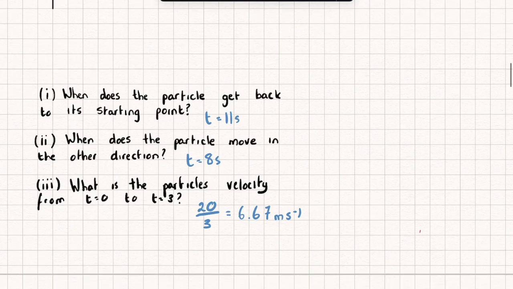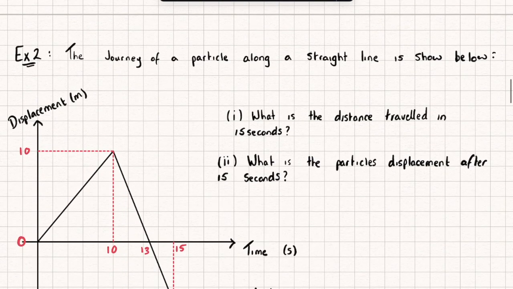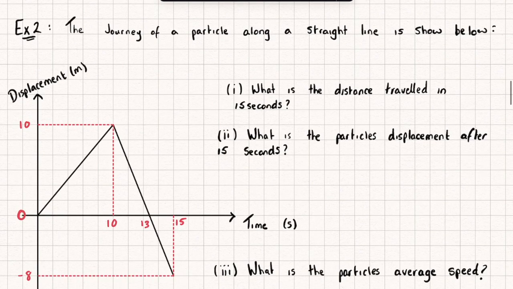Let's now look at another question. So again, we have the journey of a particle moving in a straight line, but we have a slightly different displacement time graph. So the first question asks us, what is the distance travelled in 15 seconds? Well, maybe it could be useful to have a little diagram again to really emphasize what's happening. So let's say the particle starts here at the origin. So let's draw that on.